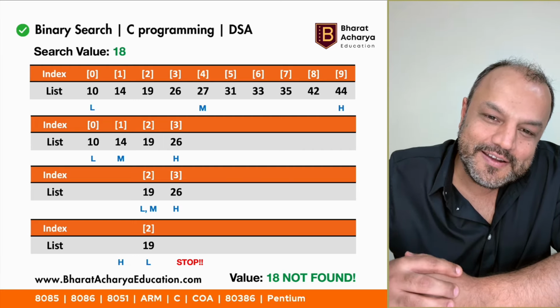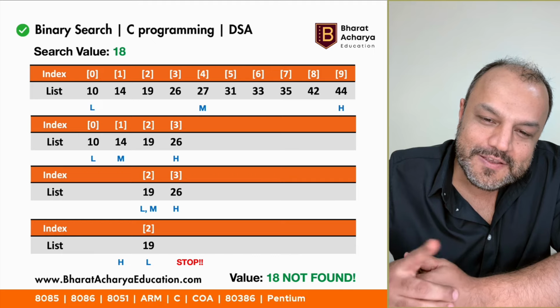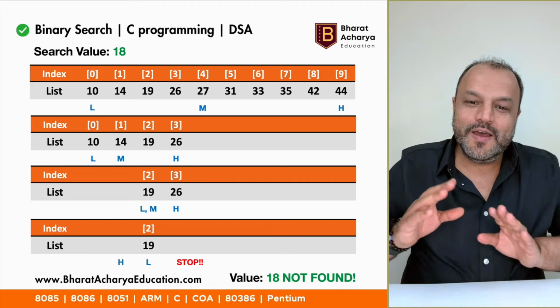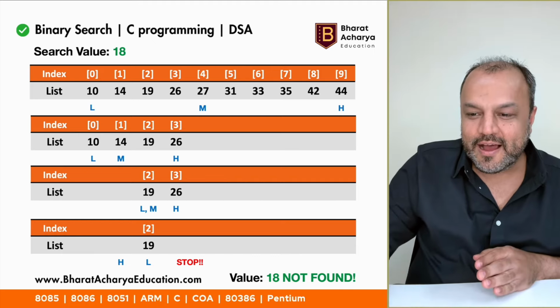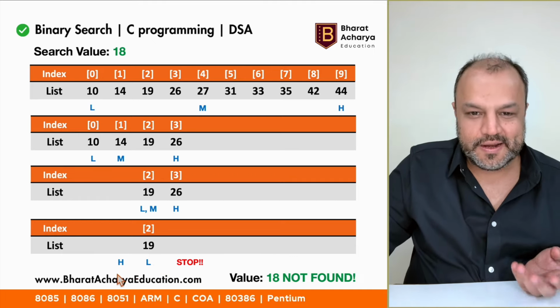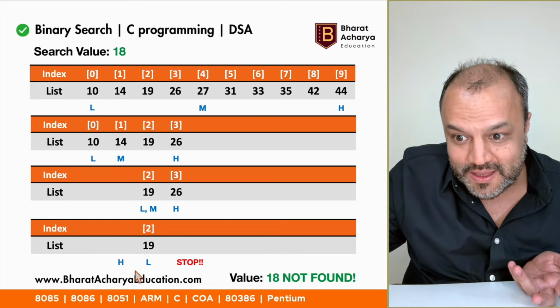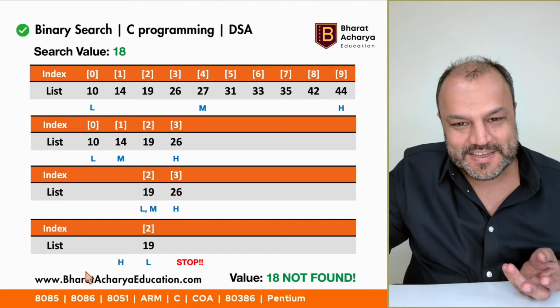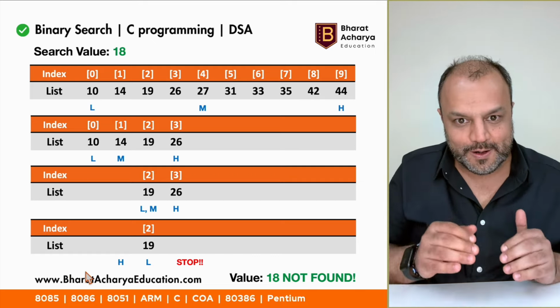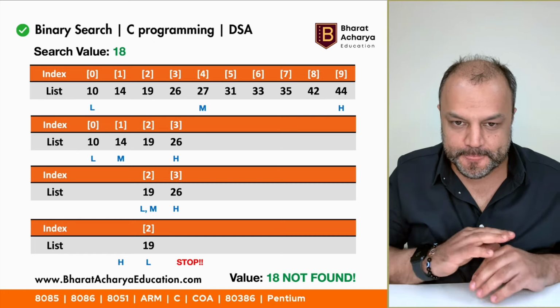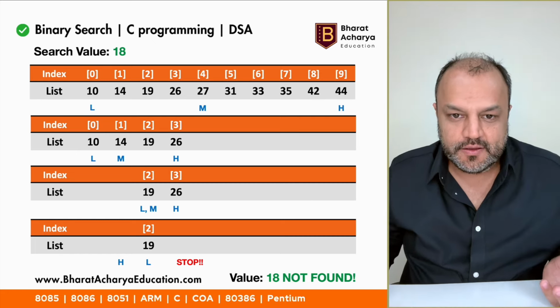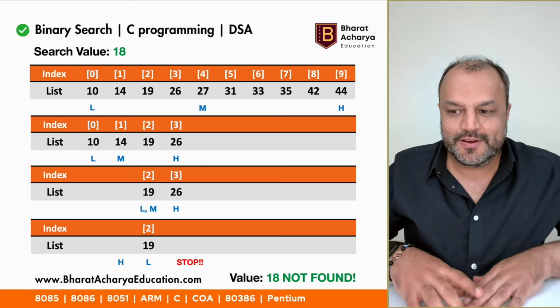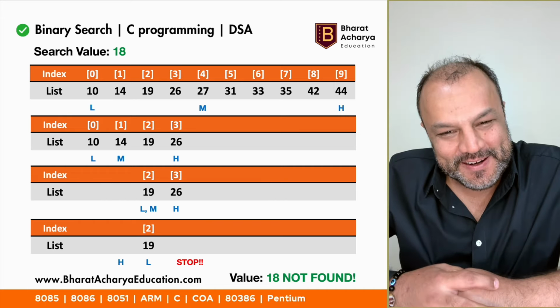Now I've shown you the condition. This is when you stop. This is when you decide it's not found. When low becomes greater than high, or high becomes less than low, it means the same thing. High should be on the right, low should be on the left. If they cross each other, in simple terms, when low becomes greater than high, you have finished the series. You declare that the number is not found. Tell me, did you understand?